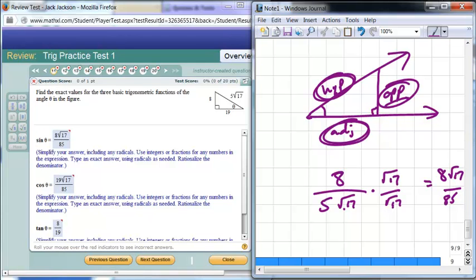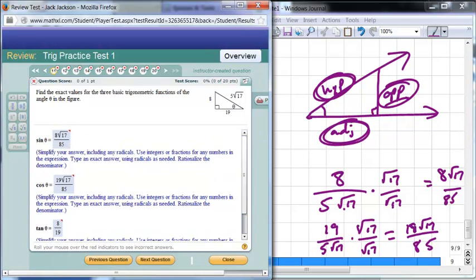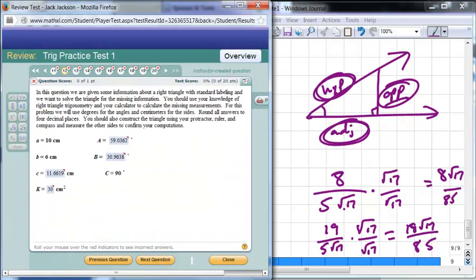Okay? Cosine is adjacent over hypotenuse, which would be 19 over 5 square root of 17. Personally, I like it like that, but the computer program is going to want you to rationalize the denominator by multiplying by square root of 17. Again, 5 square root of 17 times square root of 17 is 5 times 17, which is 85, and the top is 19 square root of 17. And tangent is opposite over adjacent, so that's going to be 8 over 19. And this one you do need to use your little palette over here on the side to enter the exact answers.